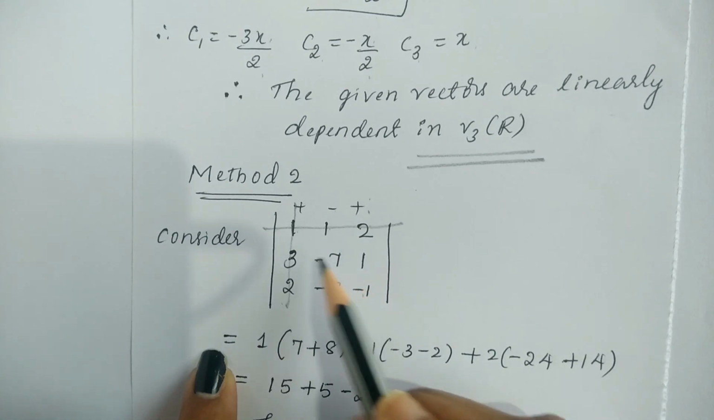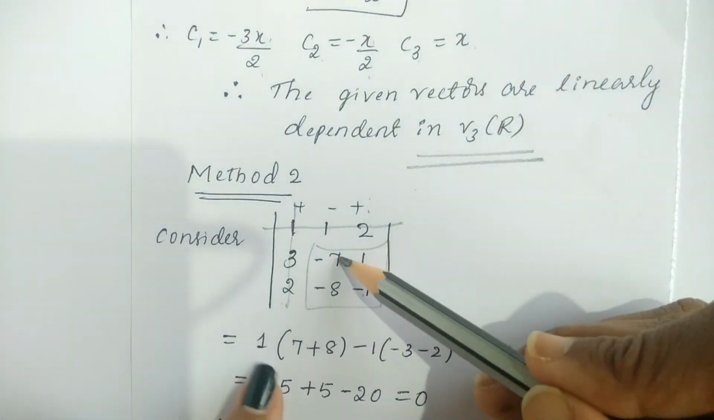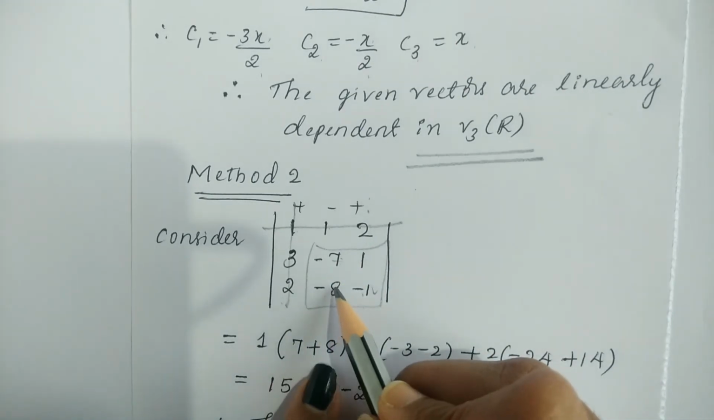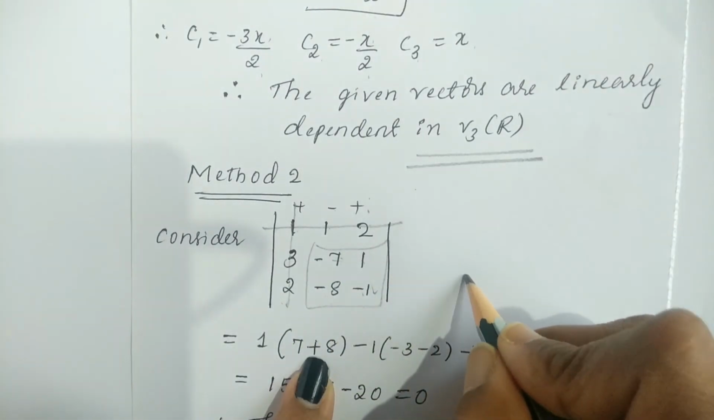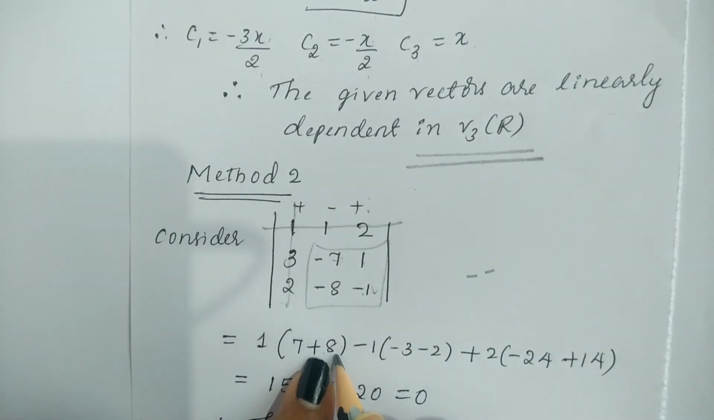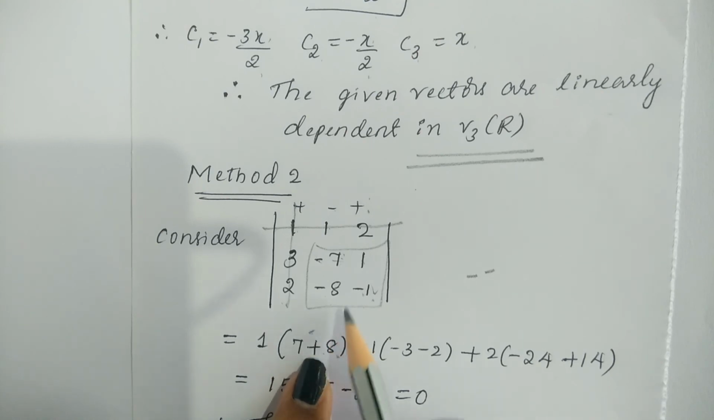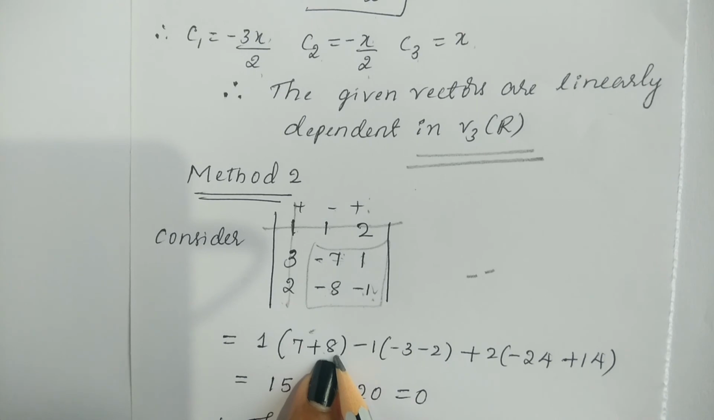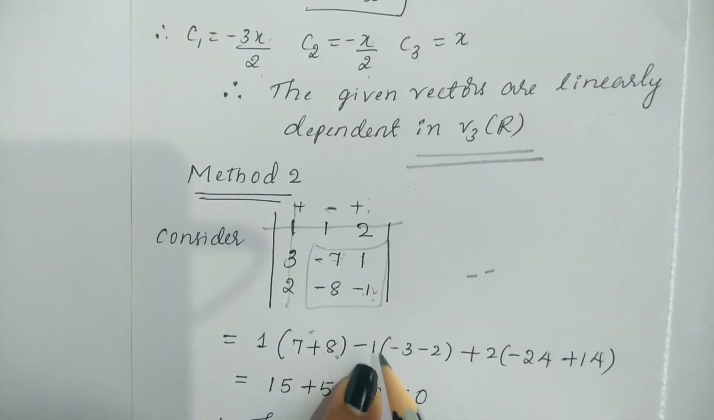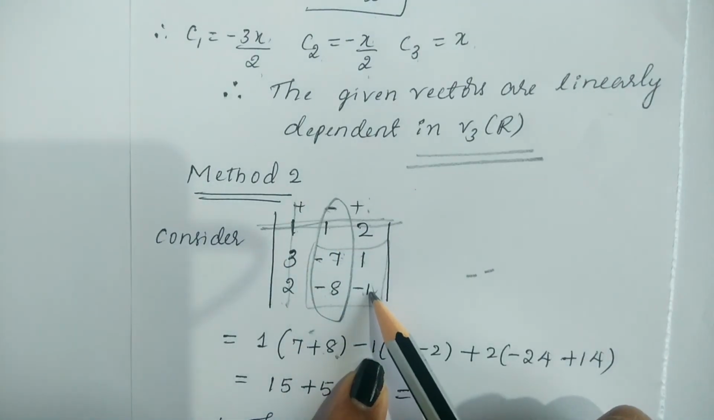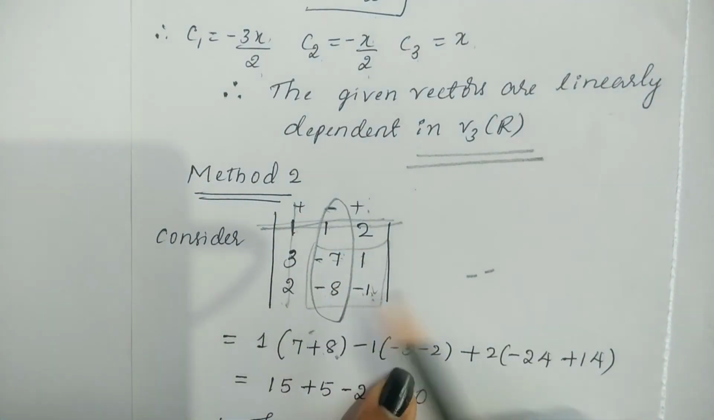delete this row and column. We remain with this. So minus 7 into minus 1, 7 1s are 7. Minus 8 into 1, minus 8. So minus into minus is plus 8. Already we have a minus sign, so minus of minus 8 becomes plus 8. Next, here minus 1. Delete this row, and 3 into minus 1 is minus 3, minus 2 1s are 2.